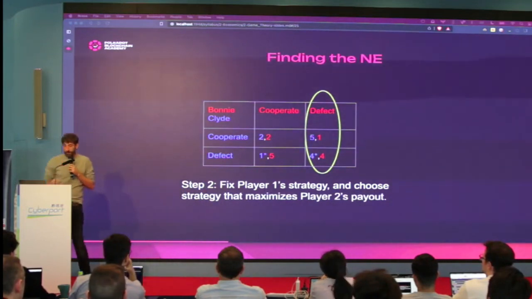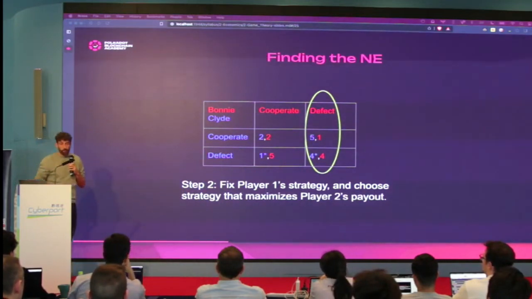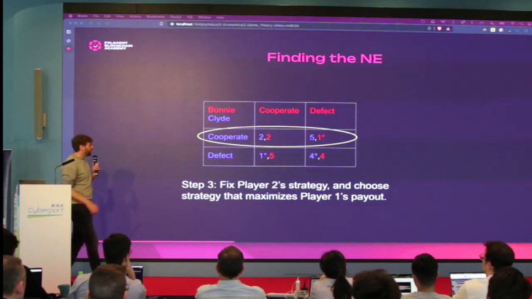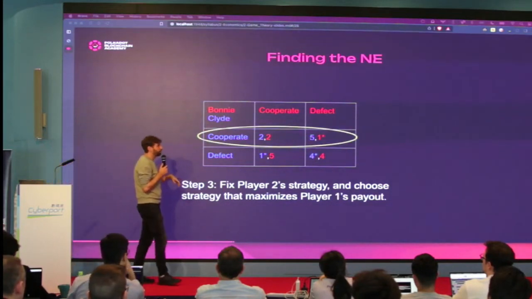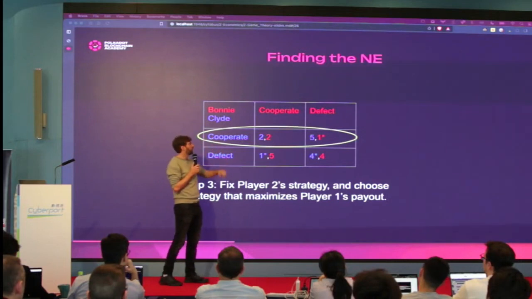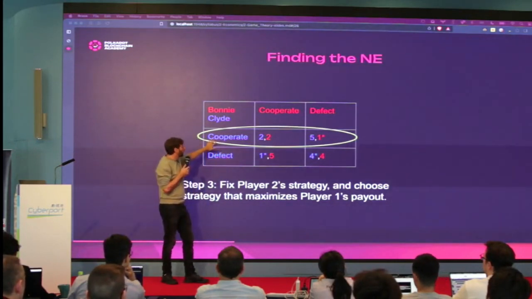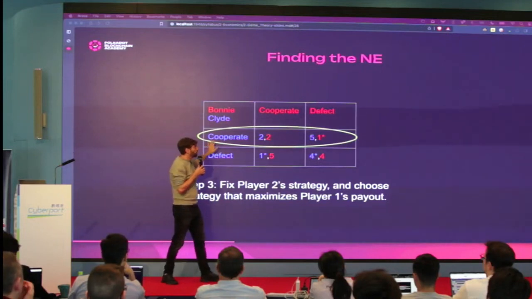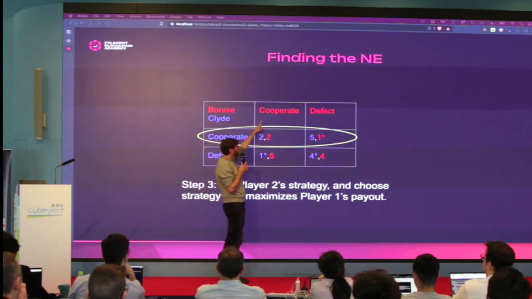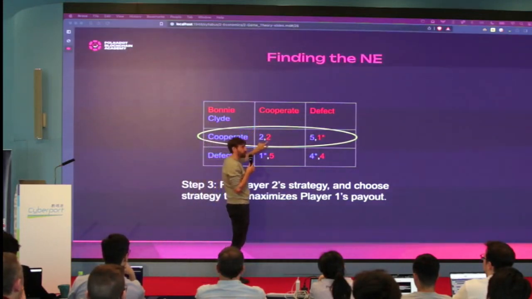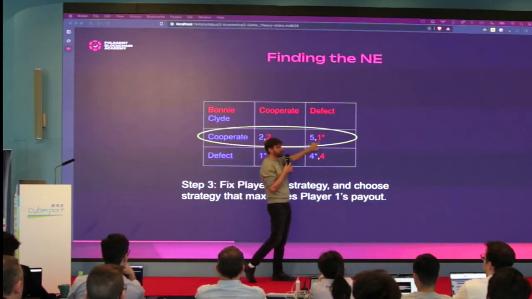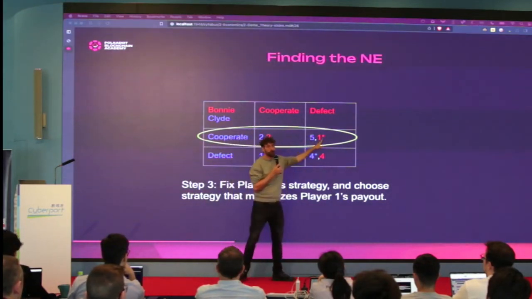So now that we've marked these two strategies, we can swap it around and actually fix the strategy of Clyde and look at the perspective of Bonnie. We say, hey, let's assume Clyde cooperates. What should Bonnie do? If Bonnie cooperates, she gets 2 years of jail. If she defects, she gets 1 year. So she also defects.